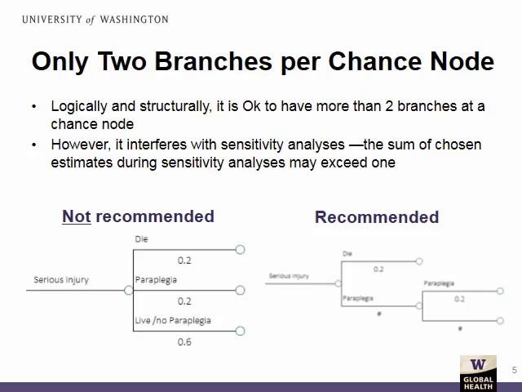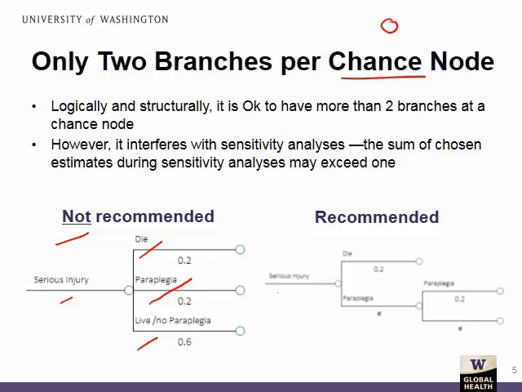The next recommendation is to only have 2 branches per chance node. Remember, the chance nodes are the circles, and logically and structurally there's no problem with having more than 2 branches. For example, in this not recommended example, you have serious injury and an individual might die, might get paraplegic, which means paralyzed for all 4 limbs, or might live without any paraplegia. However, what is recommended is that you model only 2 branches per chance node.